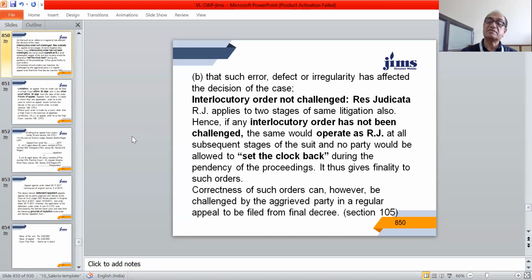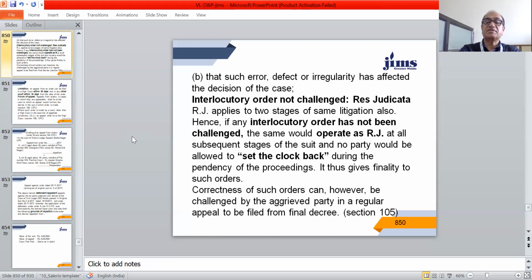Then, dear students, you must take care of one item more: interlocutory orders, if not challenged, amount to res judicata. Res judicata applies to two stages of the same litigation also. Hence, if any interlocutory order has not been challenged, the same would operate as res judicata at all subsequent stages of the suit, and no party would be allowed to set the clock back during the pendency of the proceedings. It thus gives finality to such orders.